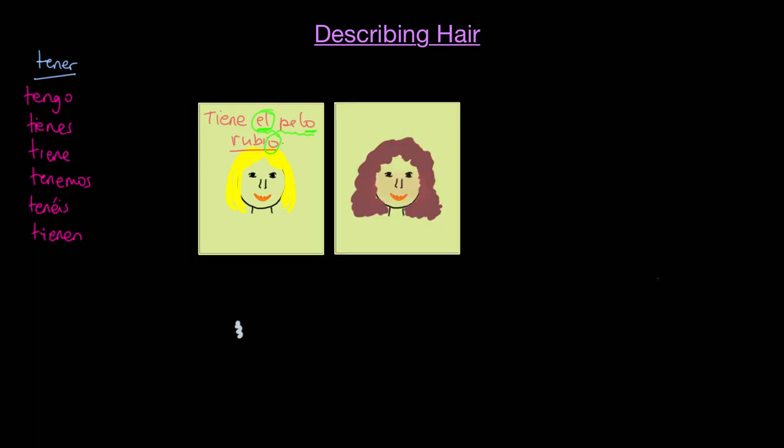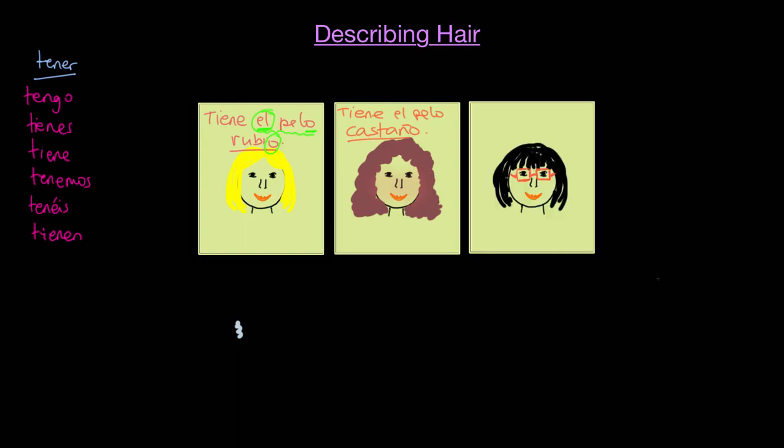If we continue, next one, about her, we would say tiene el pelo castaño, she has brown hair. Tiene el pelo castaño. Notice how in Spanish we don't tend to say tiene el pelo marrón. Okay, so we use castaño, like the word for chestnut, actually chestnut tree, but anyway. Tiene el pelo castaño. We would also say tiene el pelo negro. Tiene el pelo negro.